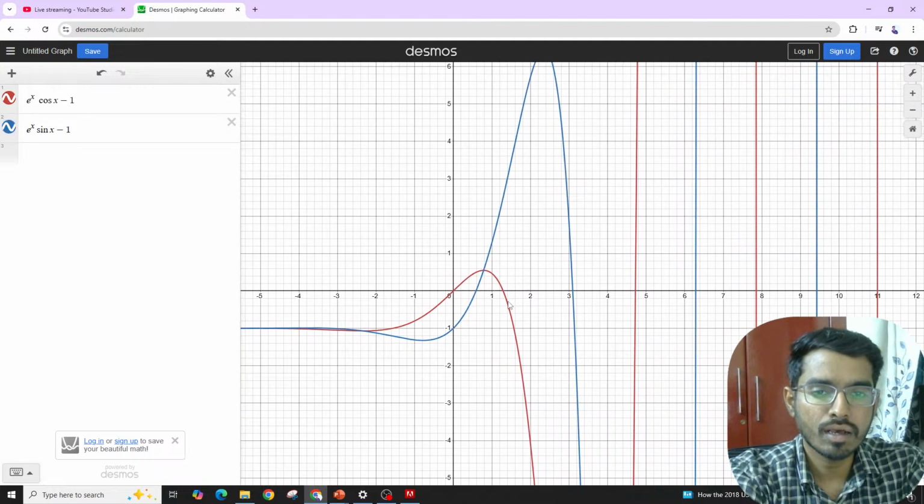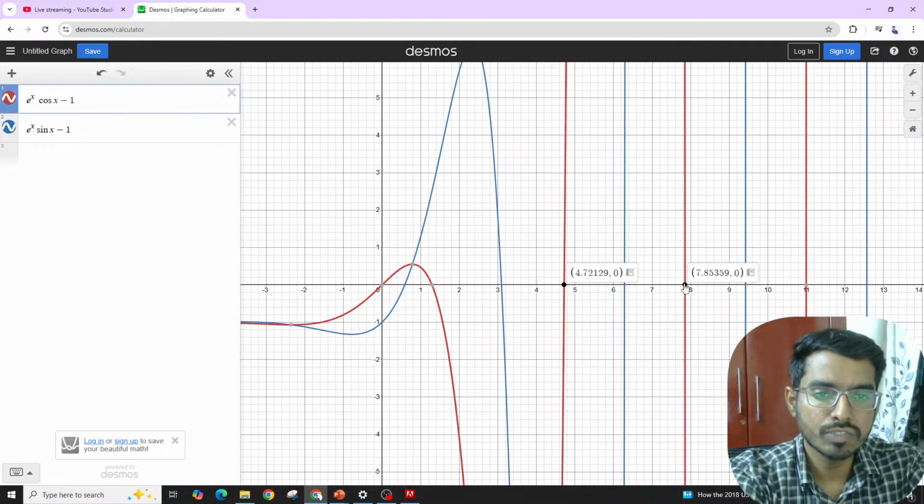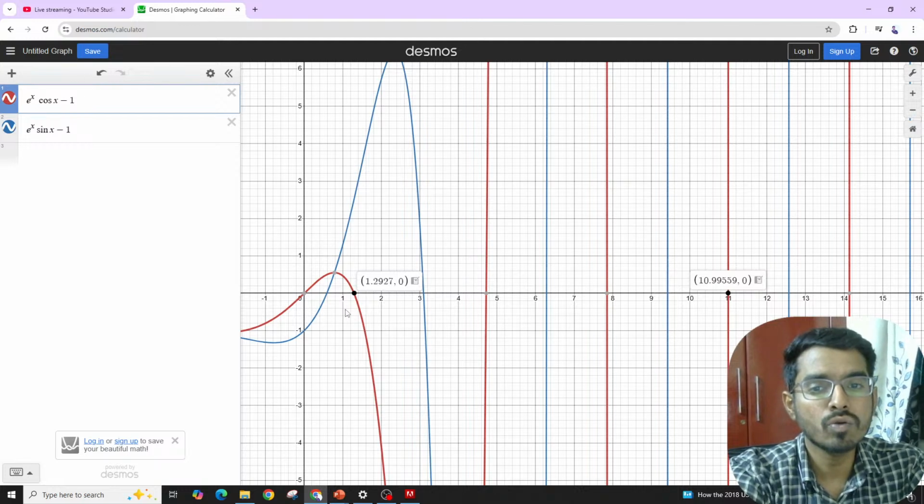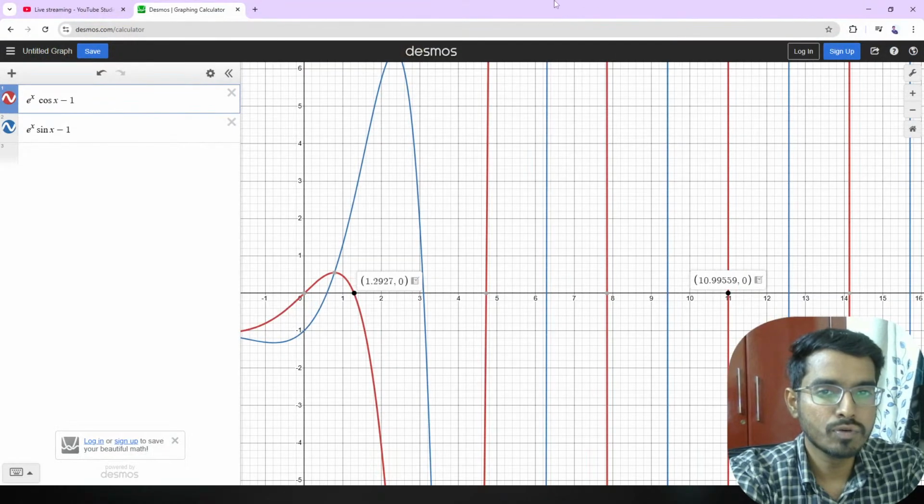It is true for any two roots. You can see this one and this one are two roots, and in between there is one root of e power x sin x minus 1. Similarly, between these two roots you can see one root of e power x sin x minus 1. If you take this root and this root, you can see 1, 2, 3 roots are there. So between two roots of e power x cos x minus 1, there will be at least one root of e power x sin x minus 1 equal to 0. This is what the next problem is. So we'll prove this now.